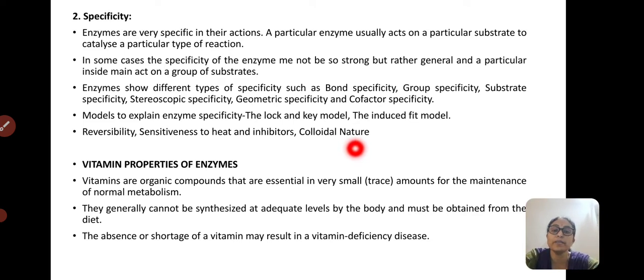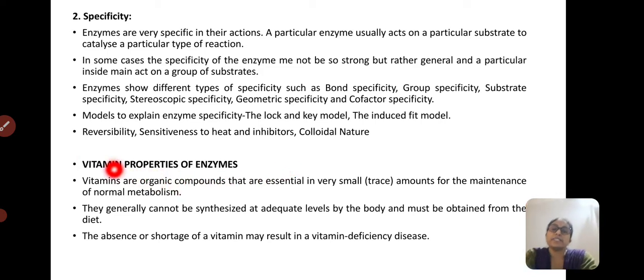Inhibitors: competitive and non-competitive inhibitors. Competitive inhibitors are those which have structural similarity with the substrate. So before the substrate comes and binds to the active site, these competitive inhibitors can come and bind, and thus the reaction will be stopped, with no production of products.